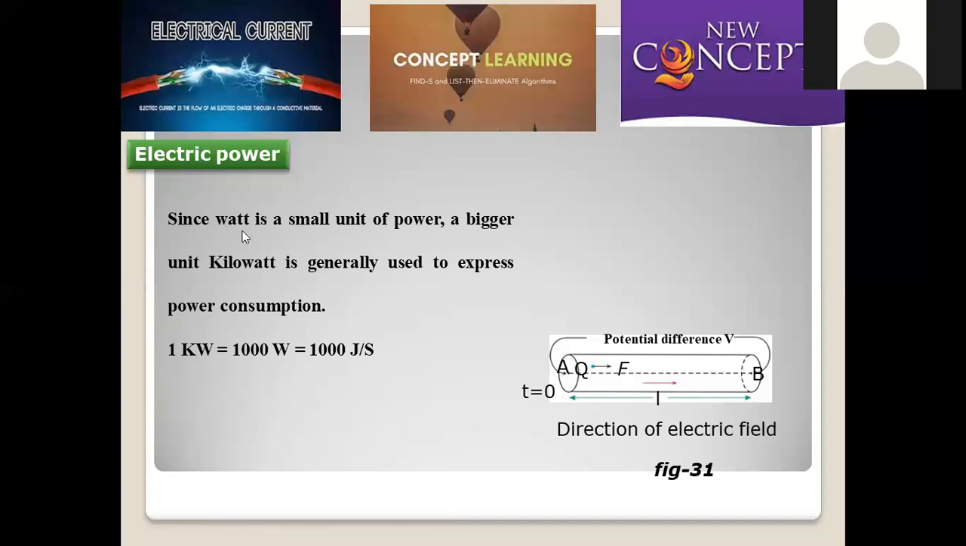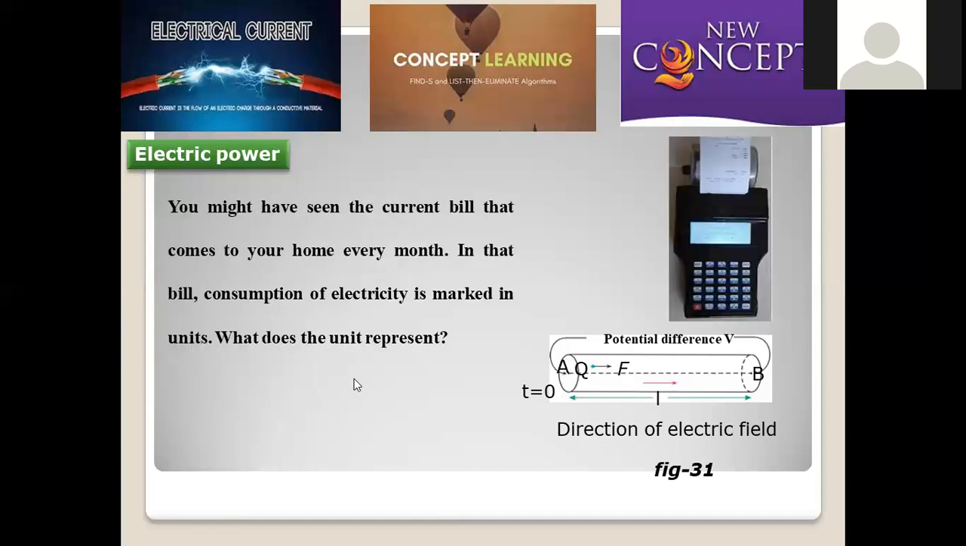So for infinitesimal values, you may go with the watt. And if the value is bigger, the kilowatt can be taken into consideration. There is a relation between the individual units of power consumption. 1 kilowatt is exactly equal to 1000 watts. 1000 watts is equal to 1000 joules per second. These are the energy units of expression.